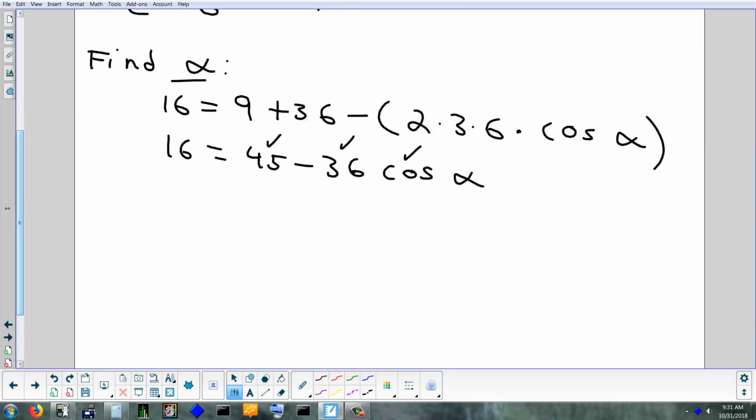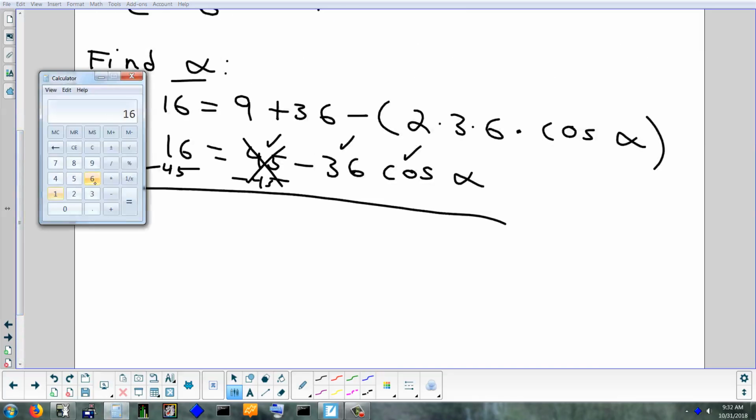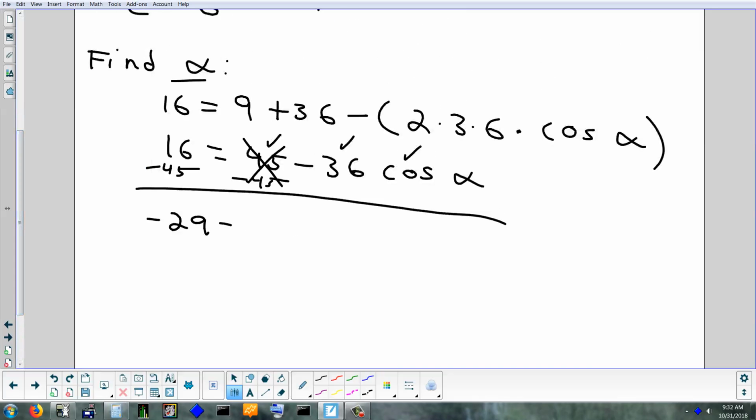So how would I deal with the 45 first? Yep. Subtract it from both sides. All right, so then when I do 16 minus 45, I get negative 29. All right, now I'm down to 2 things I got to get rid of. Okay, we're just kind of going left to right here. How do we deal with the negative 36?